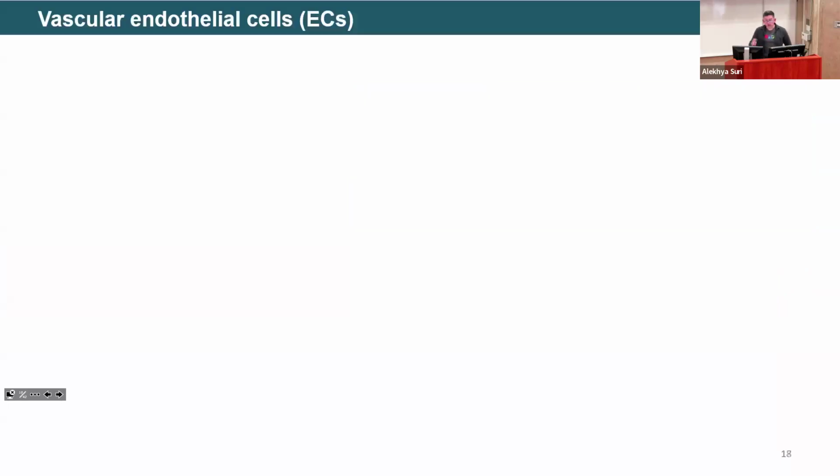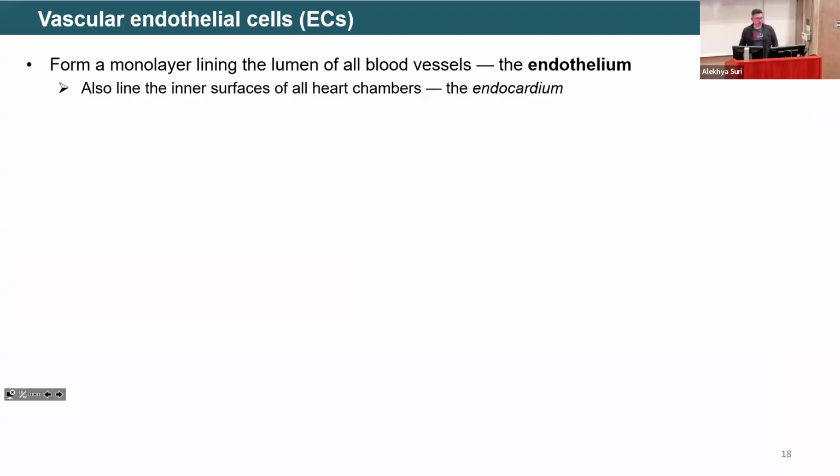All right. So endothelial cells form a monolayer that lines the lumen of all blood vessels and the chambers of the heart, right? So it's a continuous monolayer of endothelial cells that lines the inside of every blood vessel and all of the heart's chambers. In the heart, the endothelium is called the endocardium. So just so you know.